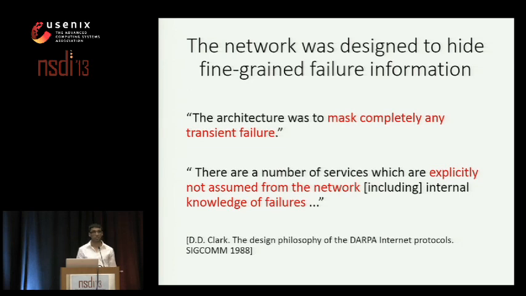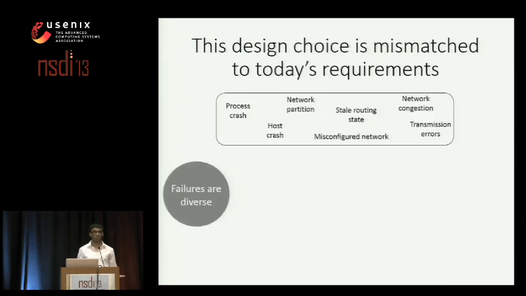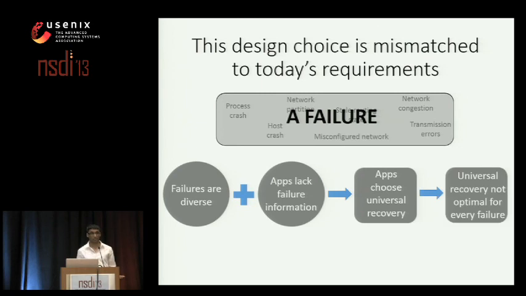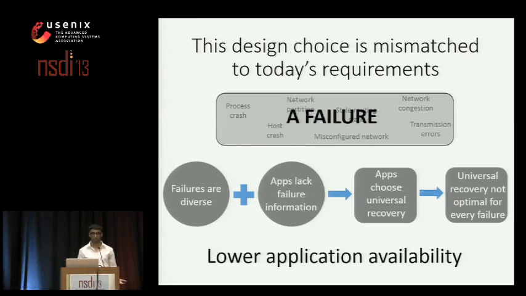But we think that we should revisit this design choice, because it is mismatched to today's requirements. Today, we are trying to build large-scale reliable distributed systems using a large number of low-quality, inexpensive, and failure-prone components. As a result, failures are common and diverse. But applications lack failure information. So to the applications, this diverse set of failures looks like just some failure. As a result, they must choose a recovery action that works for all of these failures. But this is problematic because this one-size-fits-all recovery is not optimal for some of these failures. And the end result is lower application availability.